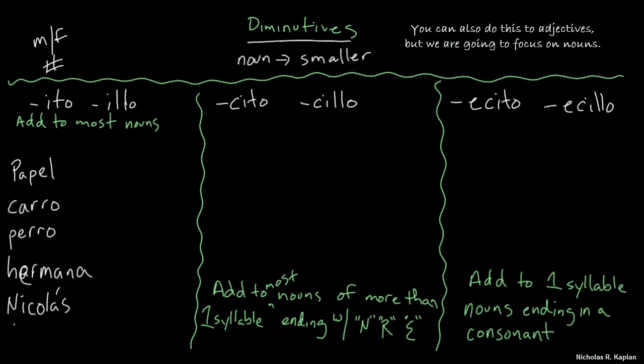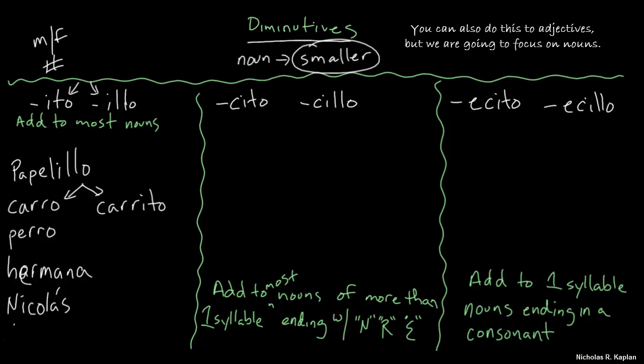And so all you do is you're going to come over here, and we're going to take either ito or illo. Like maybe in this instance, we're going to take illo, and we would have a papelillo, which would be a little piece of paper. Because again, our goal is to make our noun smaller. So we have paper, little paper.